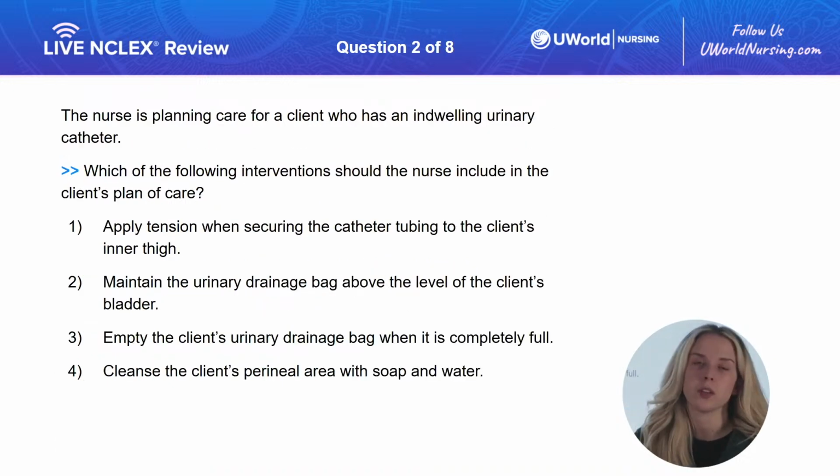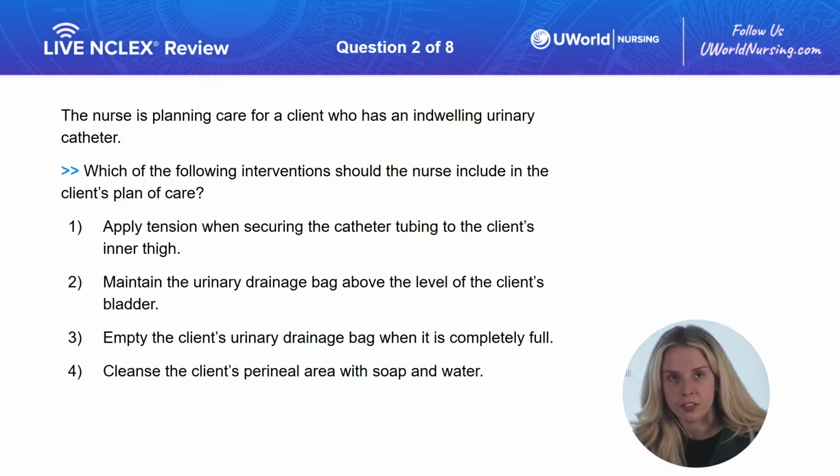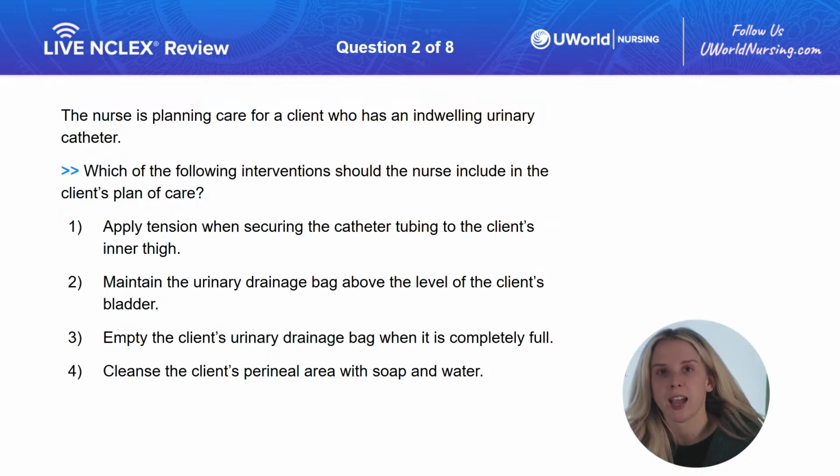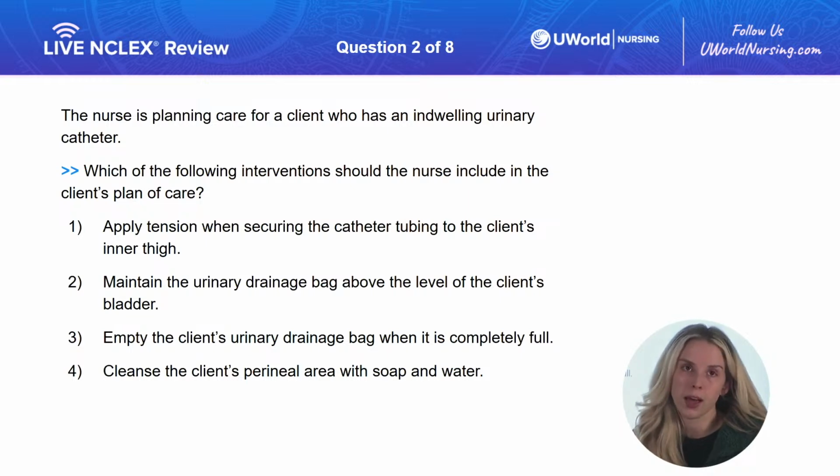Alrighty, question 2. The nurse is planning care for a client who has an indwelling urinary catheter. Which of the following interventions should the nurse include in the client's plan of care? Option 1 is apply tension when securing the catheter tubing to the client's inner thigh. 2, maintain the urinary drainage bag above the level of the client's bladder. 3, empty the client's urinary drainage bag when it's completely full. And 4, cleanse the client's perineal area with soap and water.